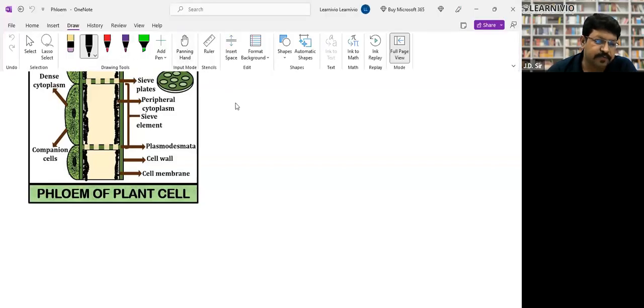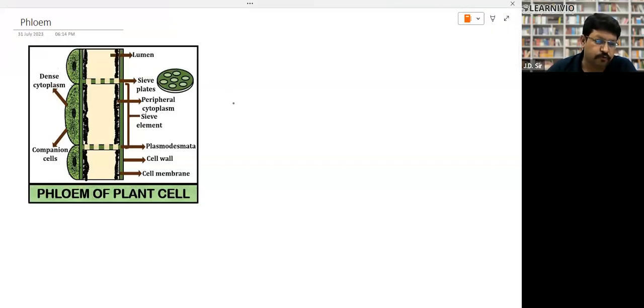So what is the basic function of phloem? The basic function of phloem is to transport the food, right? And phloem is made up of phloem constituent cells, meaning those cells which make the phloem. As I have told you, this is a complex permanent tissue. Permanent tissue never divides, and complex means they are made up of more than one kind of cell.